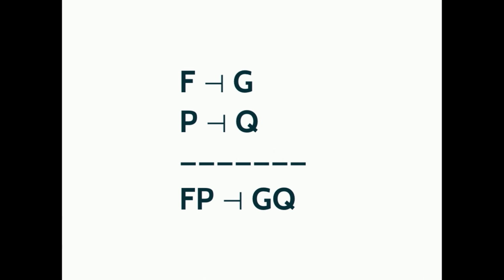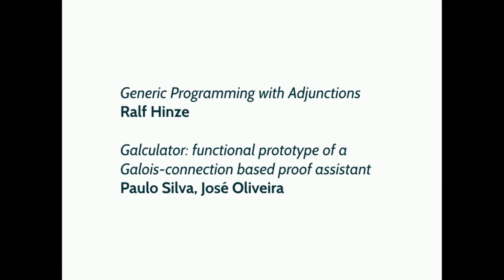Just as a last thing, adjunctions compose. If you have F left adjoint to G and P left adjoint to Q, then FP is left adjoint to GQ, which is really cool because in general, if you know one half of an adjunction, you can find the other one. So if you know any two of FP, G, and Q, you can find the other two. And this is used in these awesome papers that I'm just going to flash up here: Generic Programming with Adjunctions by Ralf Hinze, and Calculator, a functional prototype of a Galois connection-based proof assistant. These are awesome papers.